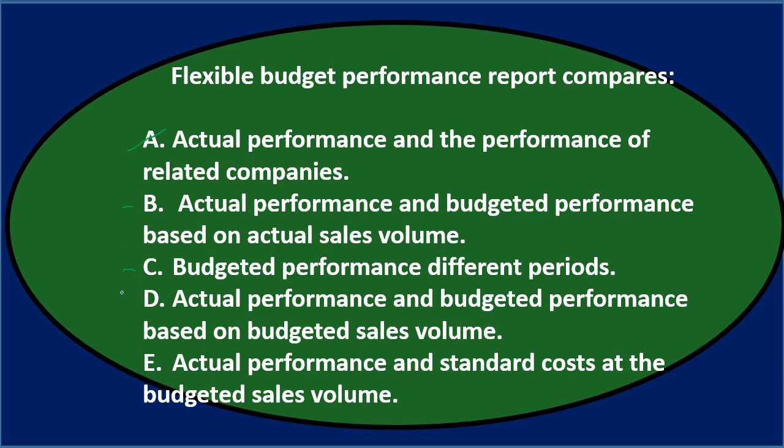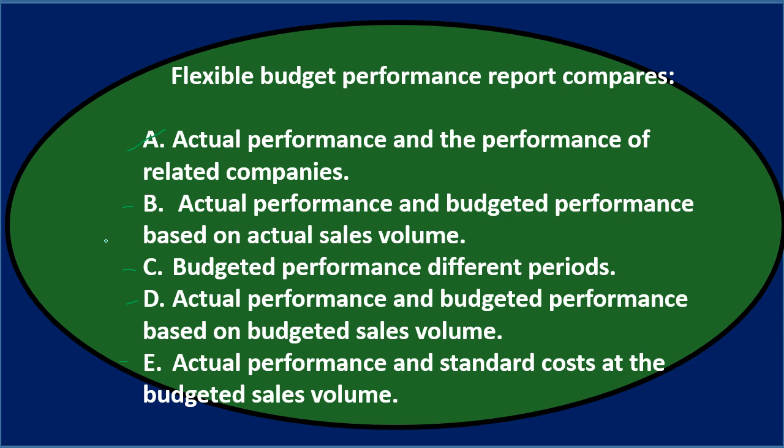D says actual performance and budgeted performance. So the flexible budget, that's typically our process in budgeting in general. So I'll keep that for now. And E says actual performance and standard costs at the budgeted sales volume. So I'll keep that for now. Let's go through this again.